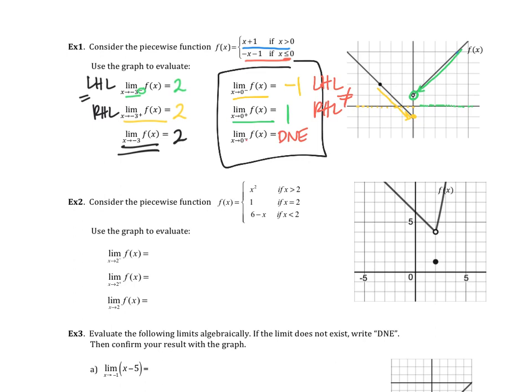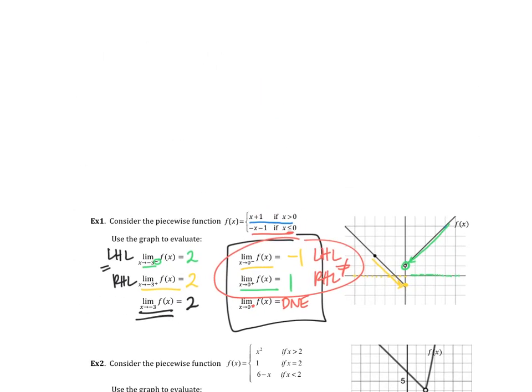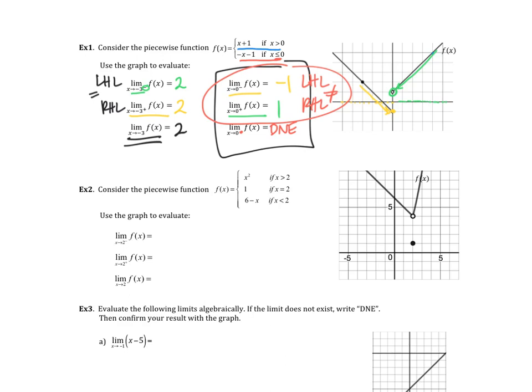Sorry, and I'm going to change this. We're going to pretend that just says 0. I don't think that negative sign should be there. So the limit as x approaches 0 does not exist because these two things do not equal each other, because your left-hand limit and your right-hand limit do not equal each other. So that is according to the previous page, where that's the case.